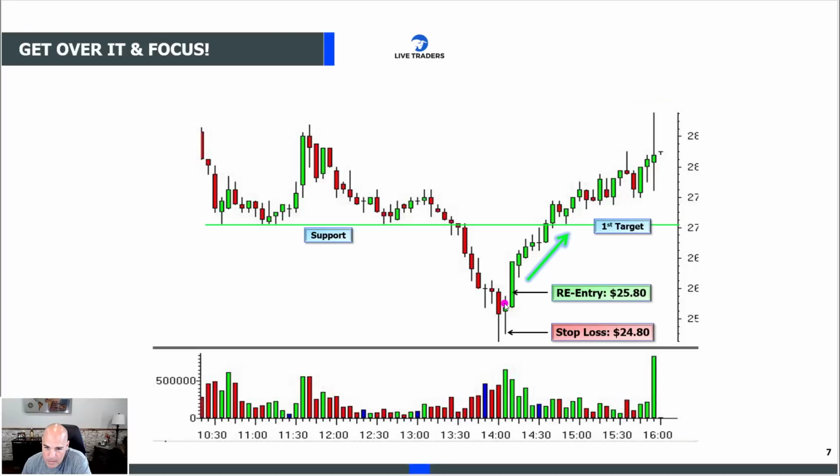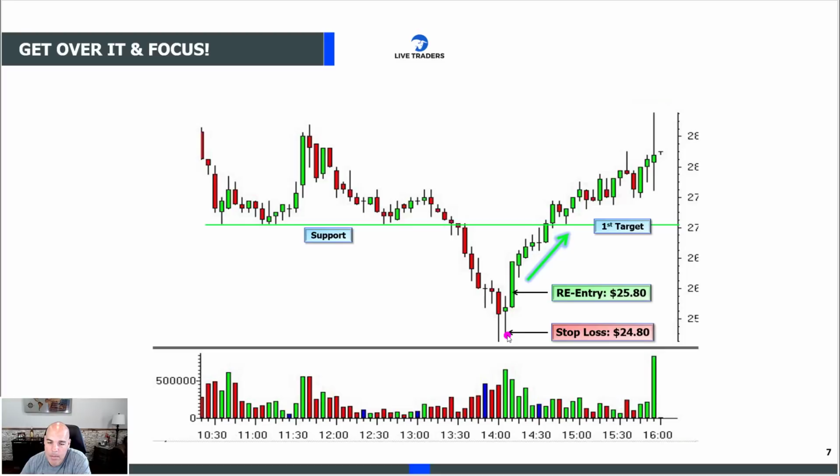All right? So here you have bottoming tail one, bottoming tail two, huge volume, right? So we have on the pullback here that ending volume, and then we have the igniting volume right here. So not only do you get one bottoming tail, you get a second bottoming tail. Okay? Re-entry 25.80. Stop loss 24.80. Now, could you go under this bar here? Of course you could. But with multiple bottoming tails, this thing shouldn't break this low. And if it does, you don't want to be in it. Okay? You don't want to be in it.